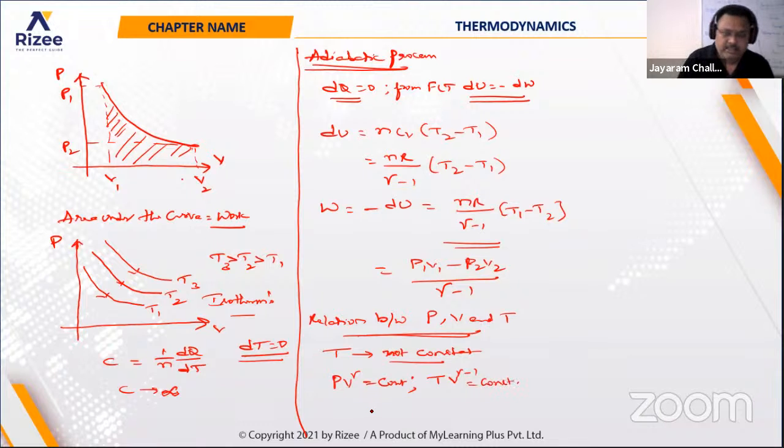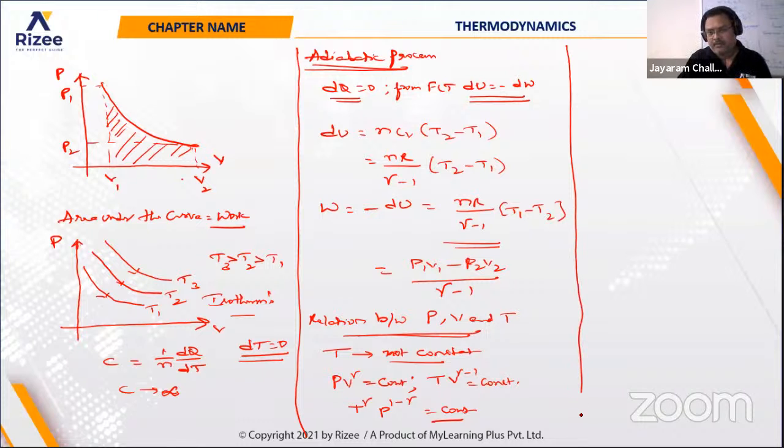And another relation between the temperature and the pressure: T to the power of gamma and P to the power of 1 minus gamma is equal to constant. And the slope of the graph under the adiabatic process, if you plot a graph, is going to be more than the isothermal process. So since PV to the power of gamma is equal to constant.